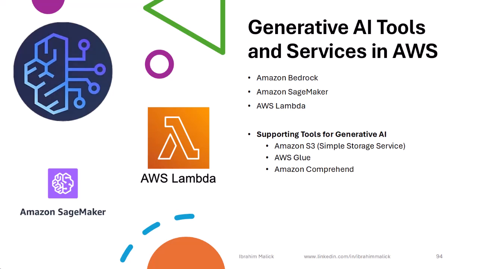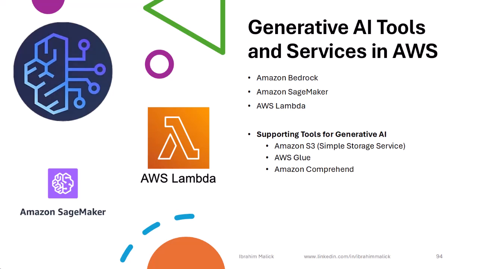So GenAI involves models that can create new data instances similar to the training data. These can be applied to text generation, image synthesis, code generation, and more. And AWS offers a range of tools and services, right, that facilitate generative AI model training, deployment, and inference.